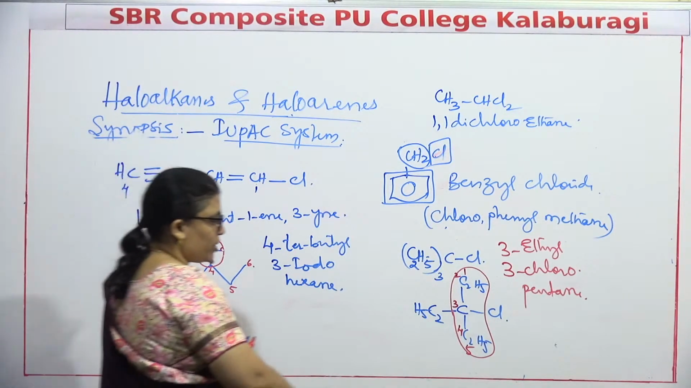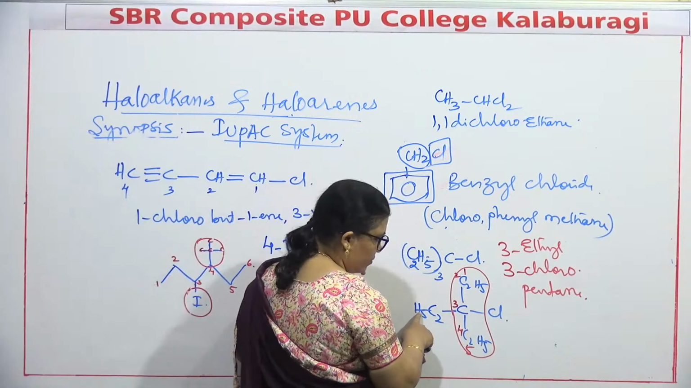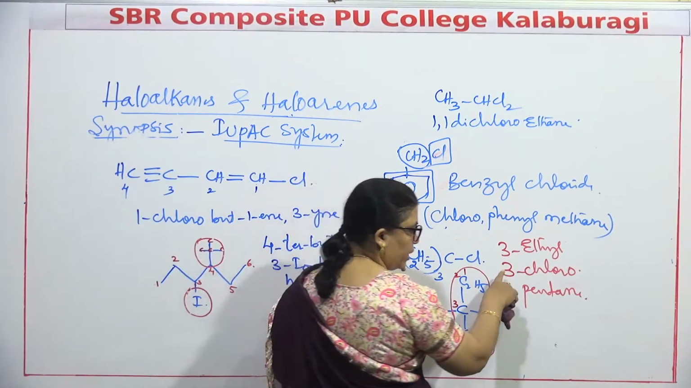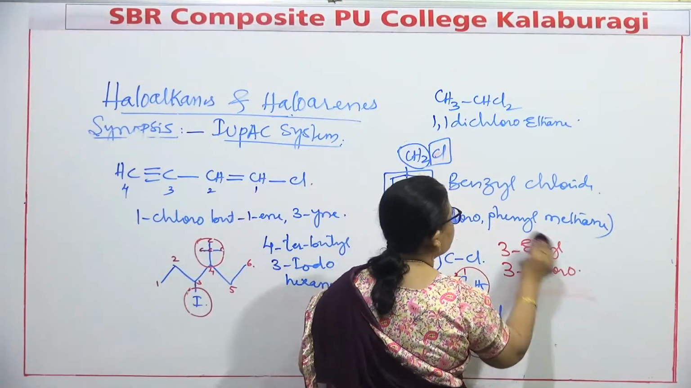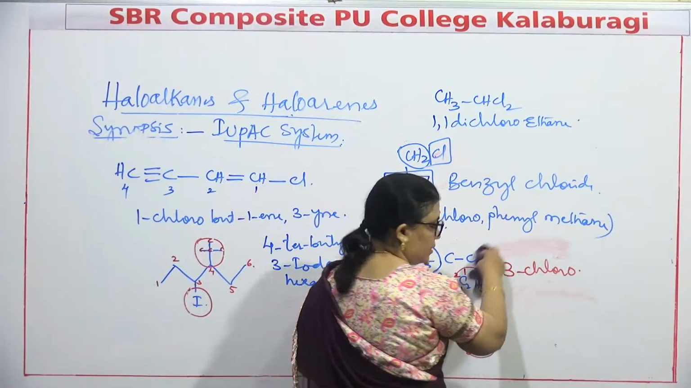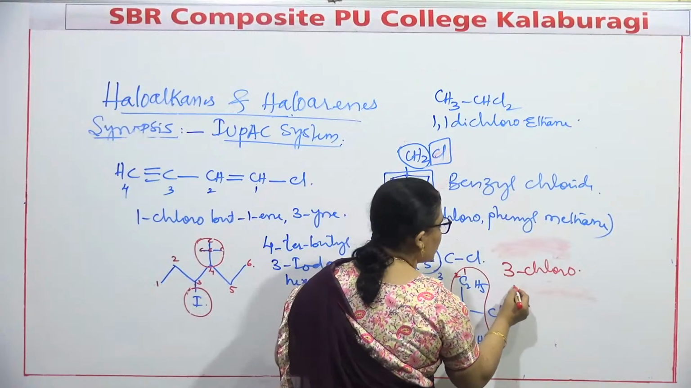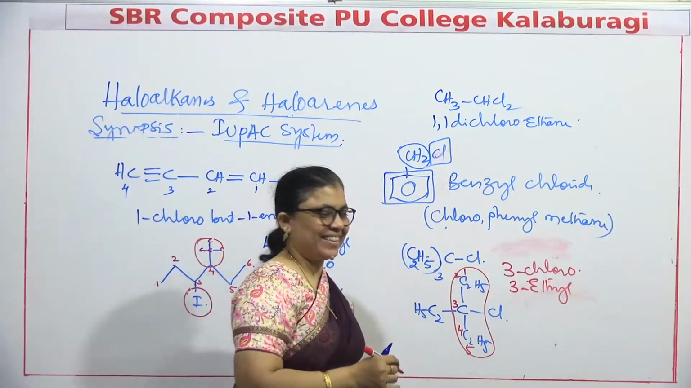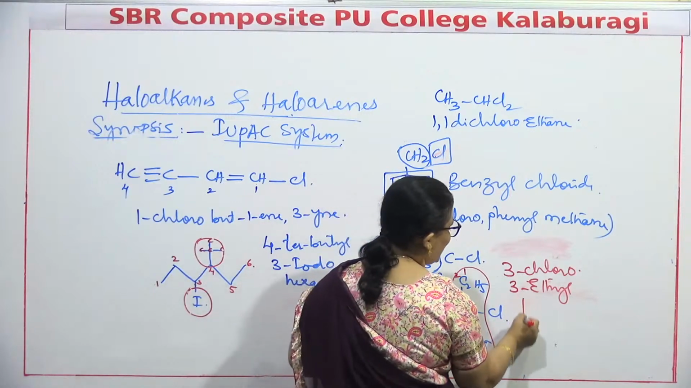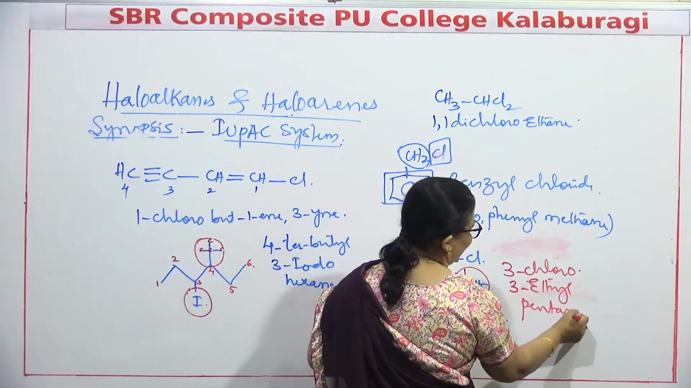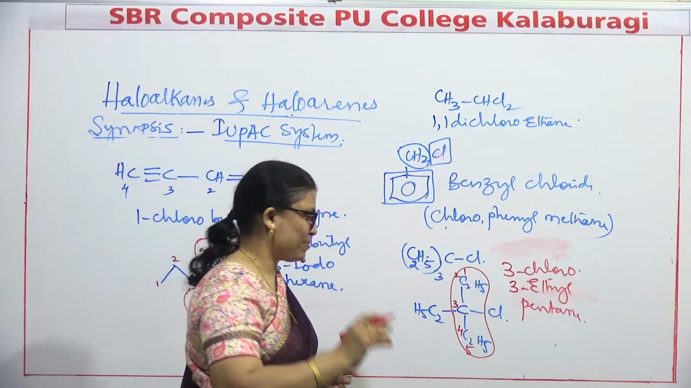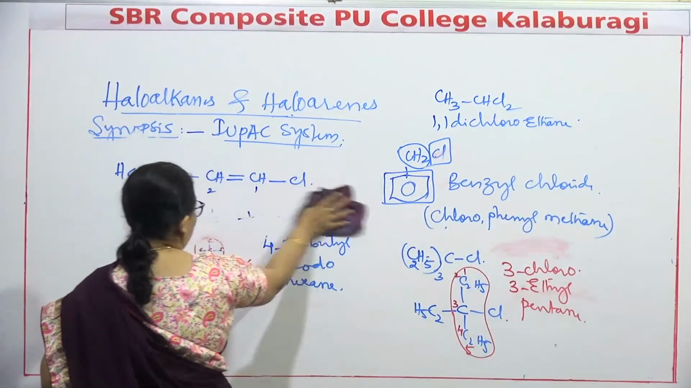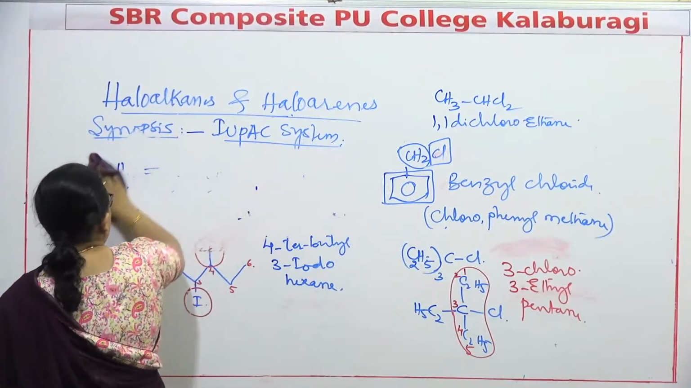Whenever we are going to write this one, children, here we need to follow the alphabetical order. Correct? 3 chloro, 3 ethyl. Okay, 3 ethyl. We can write it as pentane. Sometimes you get confusion with alphabetical order also. Okay, let us move to the topic. Isomerism.